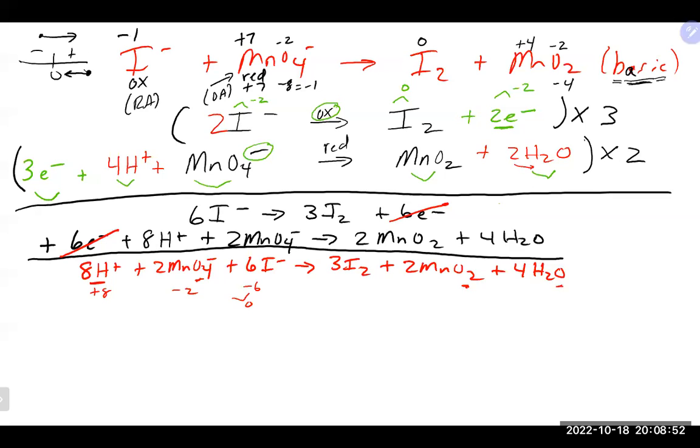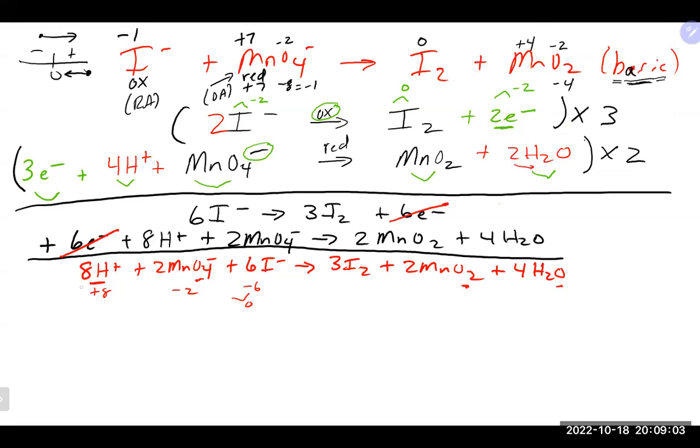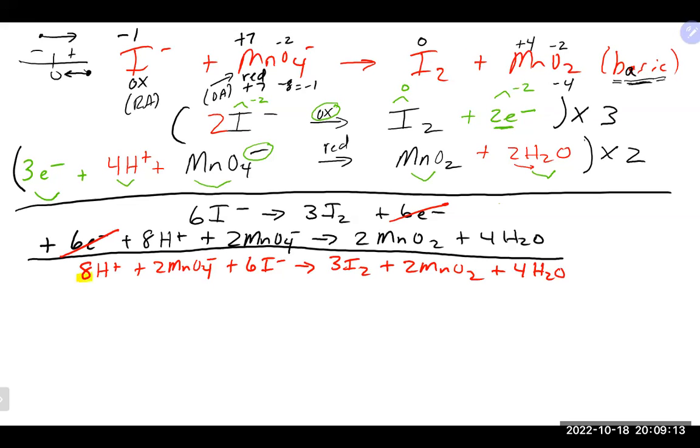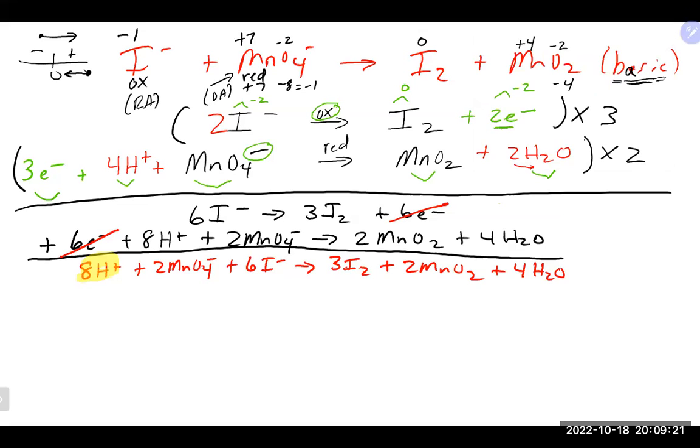But again, here we are doing basic conditions, so we do need to do one more step here to turn it into basic conditions. So remember, to turn your acidic equation into the basic, this is the point where we will add OH minus to both sides. And the OH minus that we are adding will be equal to the amount of H plus that there is. So in this particular case, there's 8 H pluses, which means to the left-hand side, we will add 8 OH minuses. And to the right-hand side, we will add 8 OH minuses.